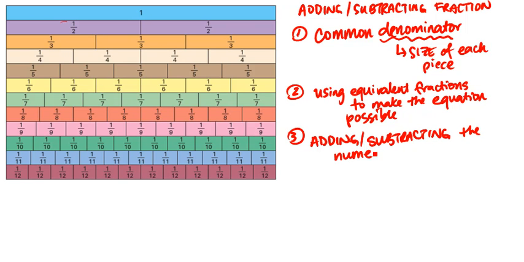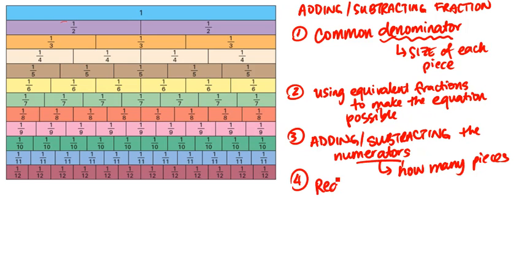The reason why we add or subtract the numerator is because the numerator tells me how many pieces I have. This does not tell me the size, but how many. This is why I'm allowed to add or subtract those pieces. The last thing you need to do is reduce to lowest terms. Reduce the fraction to lowest terms.